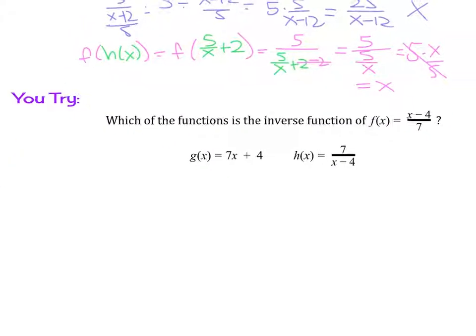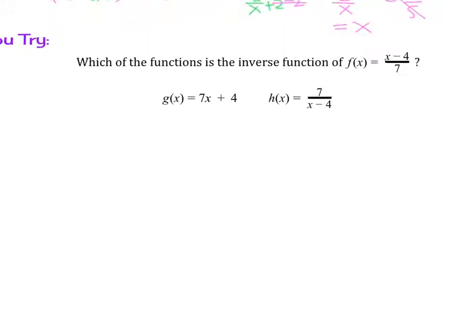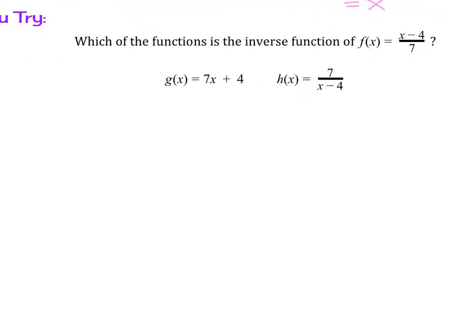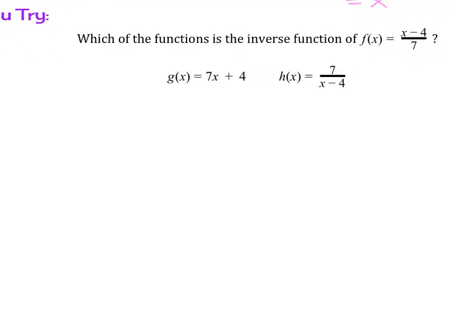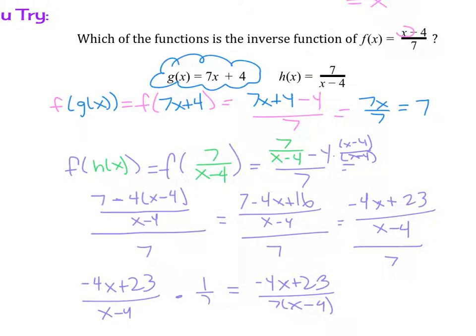Try this example. Which of the functions is the inverse function of f of x equals x minus 4 over 7? So if you try this out, g of x is the inverse of f of x. And essentially, once you figure that out, you don't have to do the rest of it, right? So this actually should be x. So this is the one that works, the g of x. Hope this helps out. Thanks for watching.